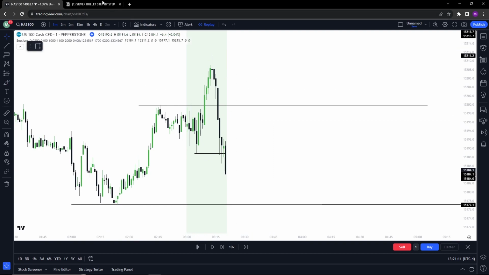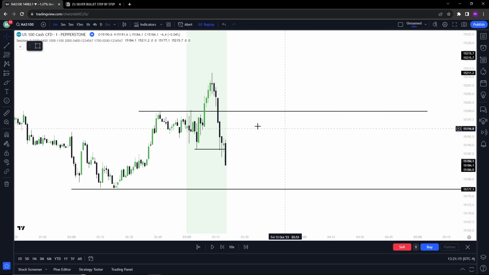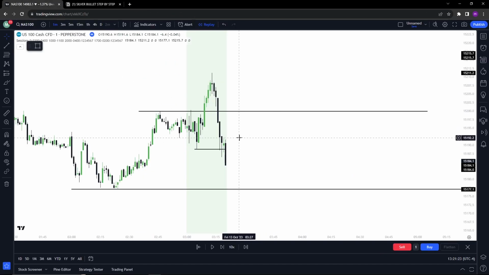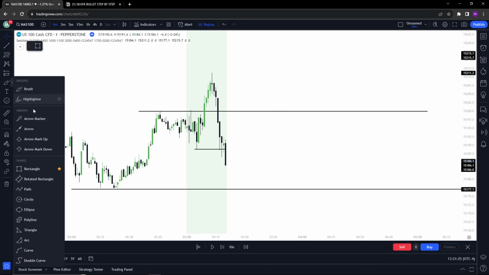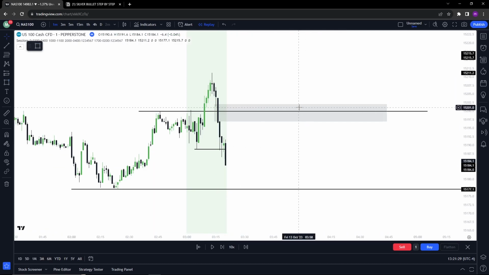Now, we've had our market structure shift with displacement. You can see this is clear displacement. Why? Because market absolutely tanks down. Next thing that we are looking for is a fair value gap that caused the market structure shift. So the most extreme fair value gap, as a lot of people like to say, is this fair value gap right over here. This is the most extreme one. This is the fair value gap that caused the market structure shift.